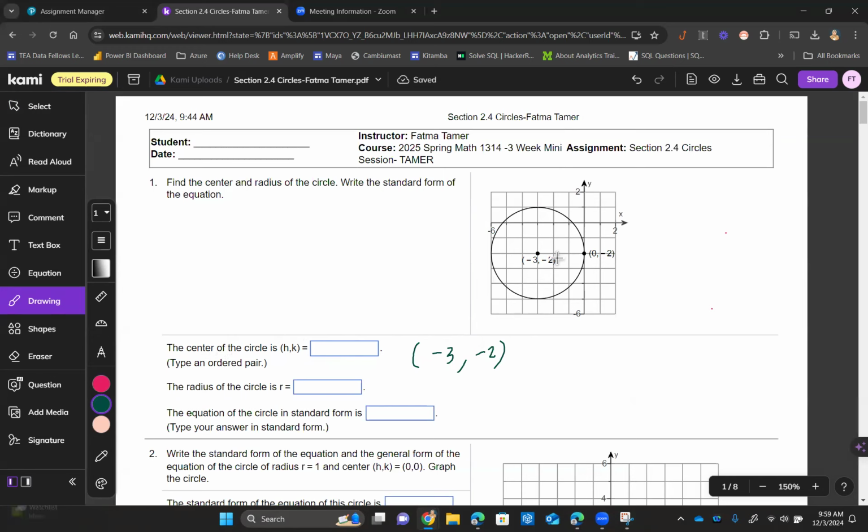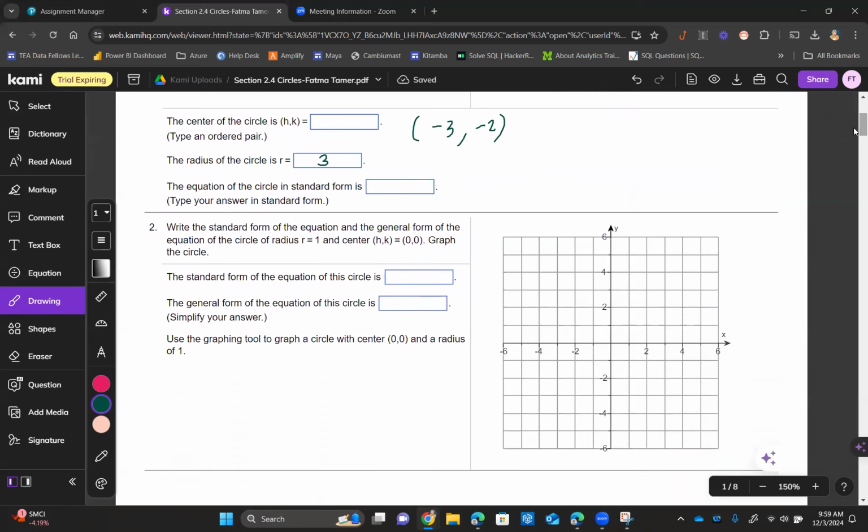To find the radius, I need to look at the distance from the center to one of the endpoints. Since this is a very nice circle, I can just count the distance. The distance is 1, 2, 3. I can also look at the difference between the x values, -3 and 0. That also gives me 3. So the radius is 3. Now, if I have the h, k values and the radius, I can put in the standard form.